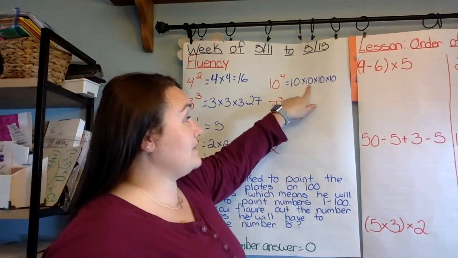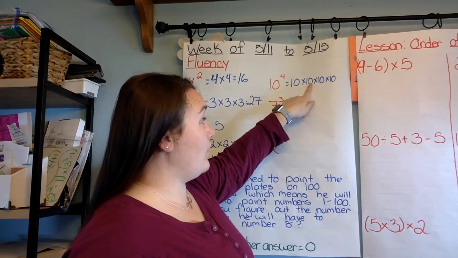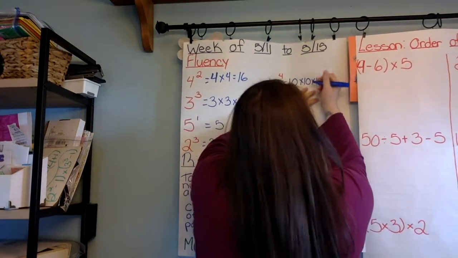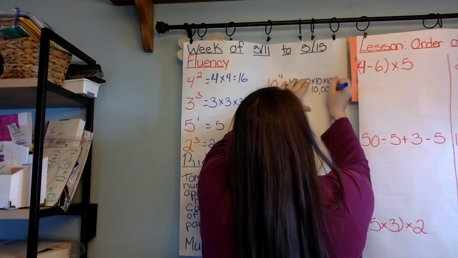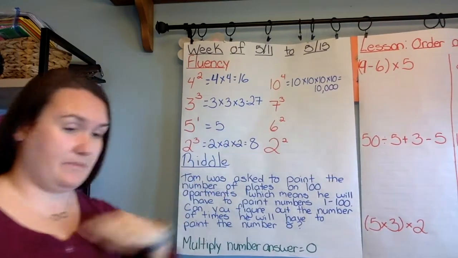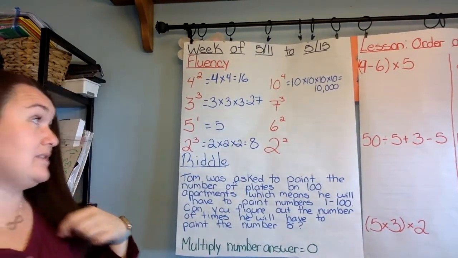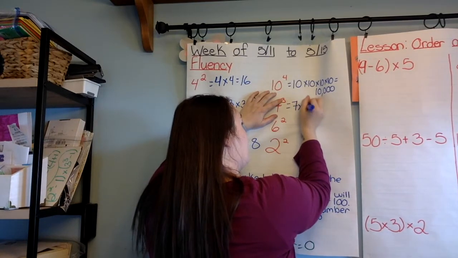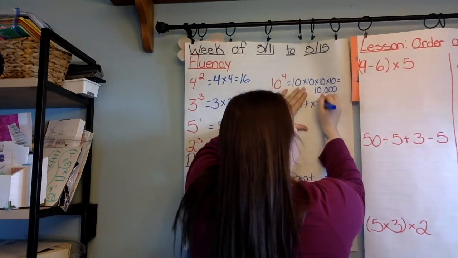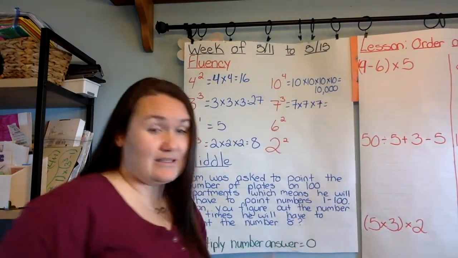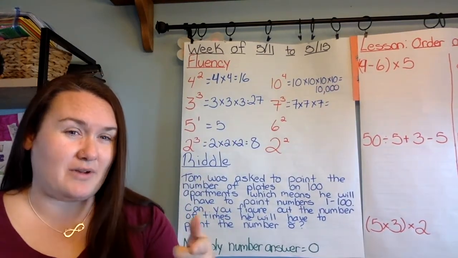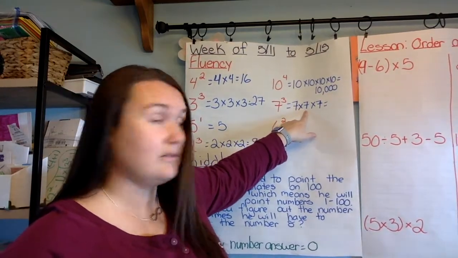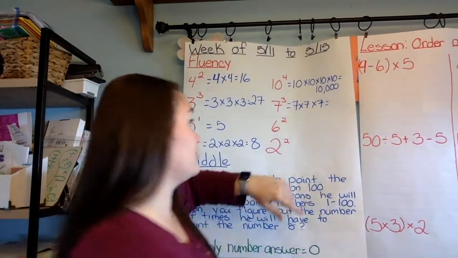So 10 times 10 is 100. 100 times 10 is 1,000. 1,000 times 10 is 10,000. Okay, next one. 7 to the third power. We're going to take 7 and multiply it out 3 times. 7 times 7 times 7. Now, I did these answers prior to doing this, so that's why I'm able to come up with numbers so quickly. I have 7 times 7 is 49. 49 times 7 is 343.